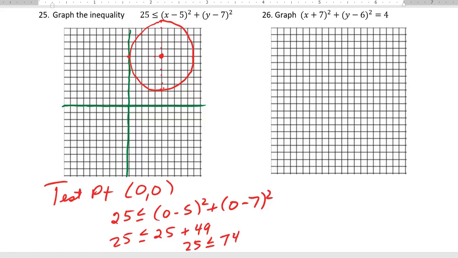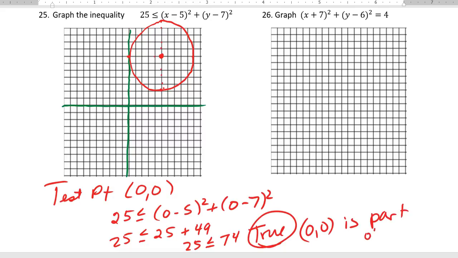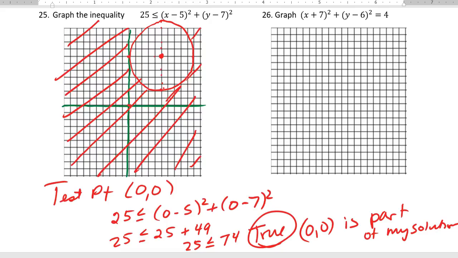And I ask myself, is that true? Well, yes, that's true. If it's true, that means that 0, 0 is part of my solution. So since 0, 0 is part of my solution, the region outside the circle is my solution area. If 0, 0 were not part of my solution because it became false, then I would color in the other region, which in this case would be inside the circle.